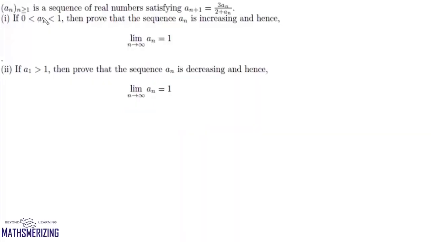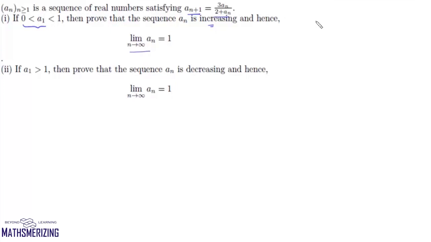Now here the question is, a(n) is a sequence of real numbers satisfying a(n+1) equals 3a(n) upon 2 plus a(n). We need to prove that if a1 lies between 0 and 1, then the sequence is increasing, and if a1 is greater than 1, then the sequence is decreasing. And hence we have to prove that the limit as n tends to infinity of a(n) is equal to 1.